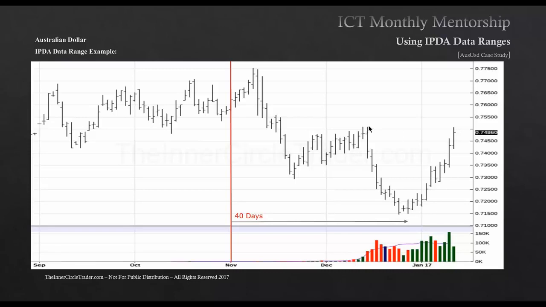So what's resting above that? Buy stops. So what is the IPDA algorithm going to do? It's going to seek that liquidity. It's going to go up there and take that. Which high should I look for, Michael? That one.